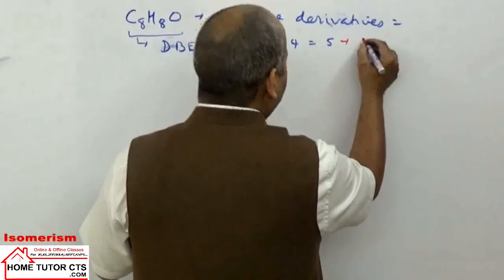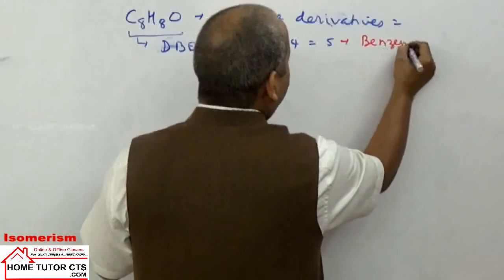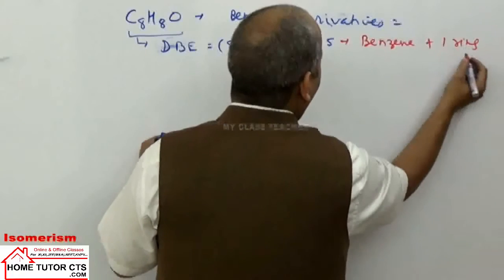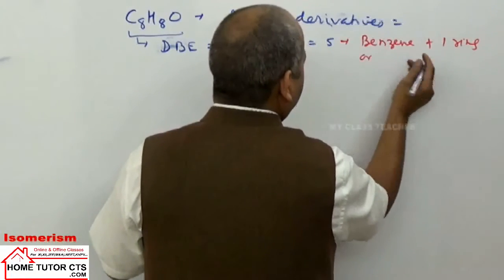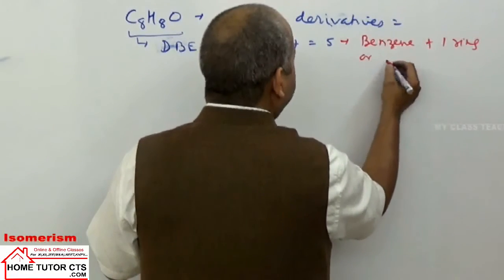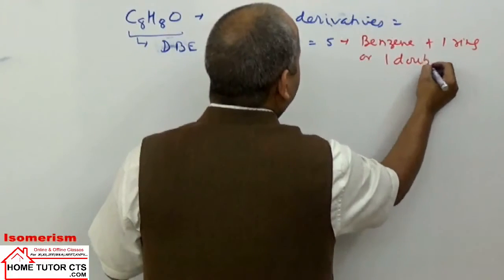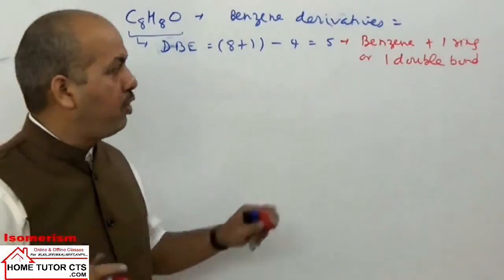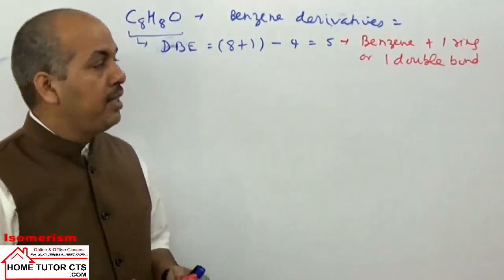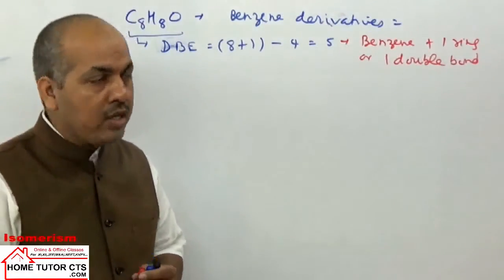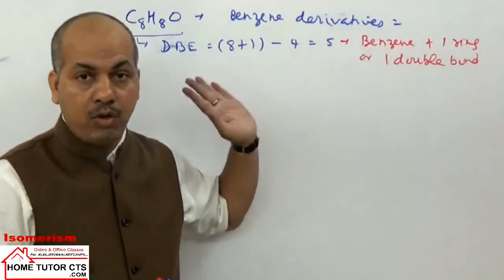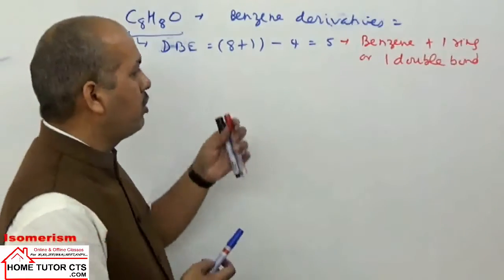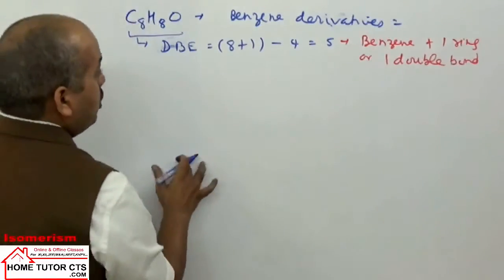It has one ring, one benzene, plus it can have one extra ring in the side chain, or we can have one double bond in the side chain. Benzene will remain. For benzene we have 4 double bond equivalent. Then the side chain can have either one ring or one double bond. Okay. So how many benzene derivatives or aromatic compounds are possible? You can think on these possibilities. Let us first think on the second possibility.